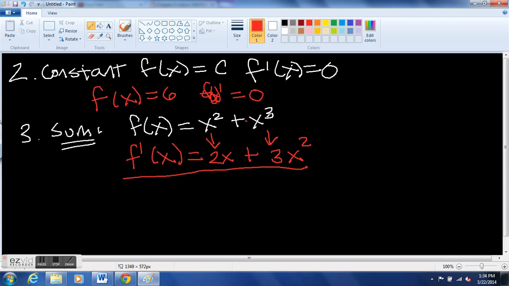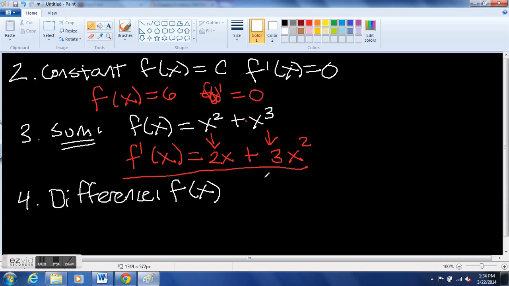So we can add derivatives, which is very handy, and if we can add them, we can also subtract them. Maybe there's only 4 rules. Oh, I remember, I'm missing one, hold on. The difference rule, I'll get to it.